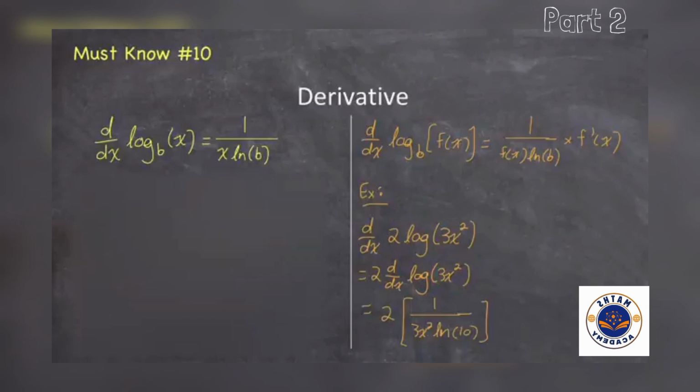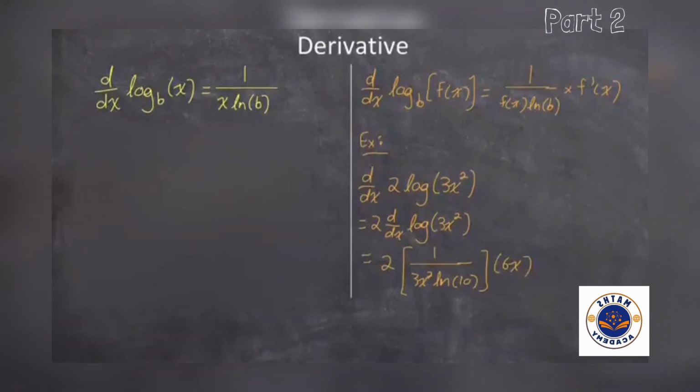and that has to be multiplied by the derivative of the argument. The derivative of 3x squared is 6x. And then this could be simplified. I've got a 6 divided by 3, that's 2, and this x can cancel with one of those x's. So the final answer, in the numerator, there's 2 times 1 times 2, that's 4, and in the denominator is just x times ln 10.